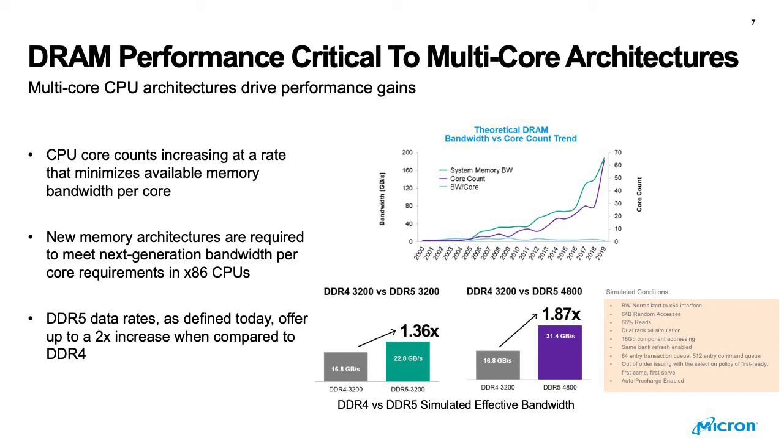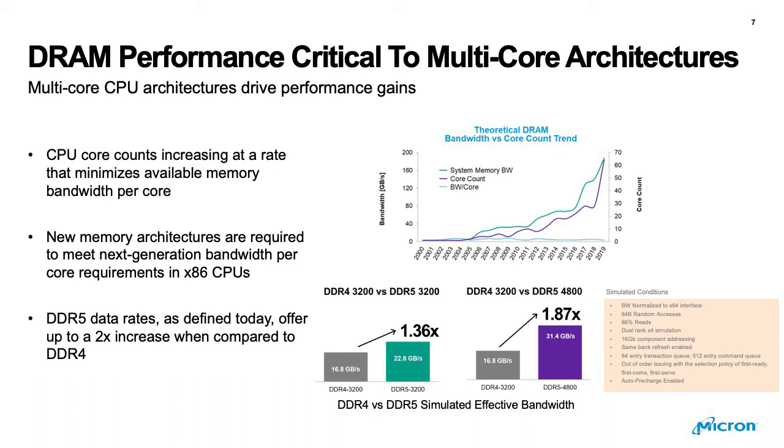And so each CPU core, if you look at this chart right here, the system bandwidth is all going up, and the core counts are going up, but the bandwidth per core, which is your memory interface, remains the same. So what we have to do as a memory company is go to the next level of DRAM technology to support a faster throughput, to support all of these new processors.